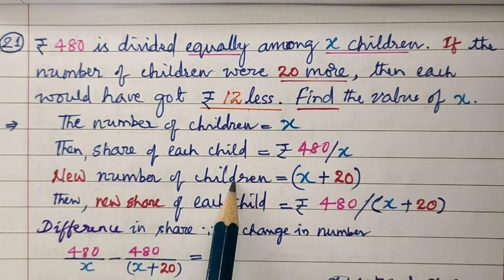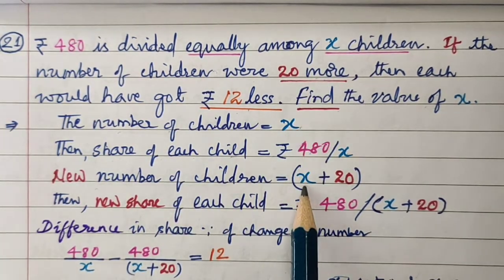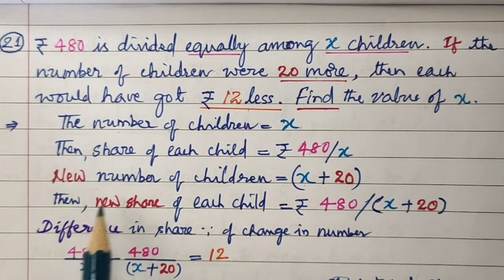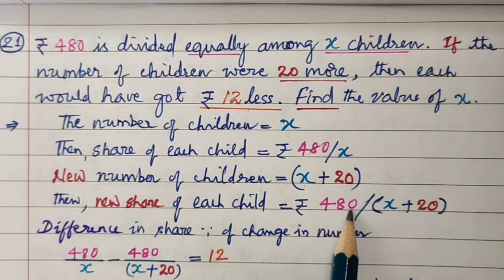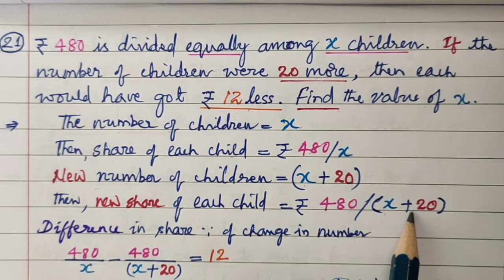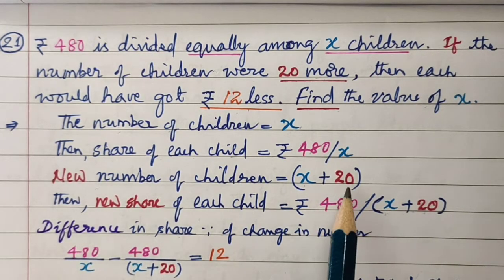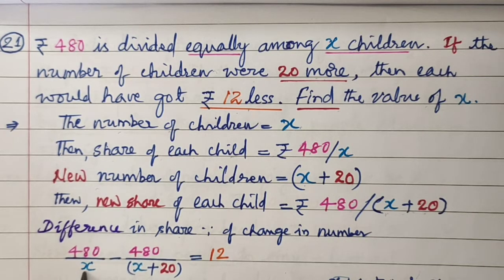New number of children: they have added 20 more to x, so x plus 20. This is the new number of children. Therefore, the new share for each child will be 480 divided by the new number of children, x plus 20. The difference in share because of the increase in the number of children will be 12 less. That is, the original amount each child was getting, 480 by x, minus the new share because the children increased, 480 divided by x plus 20, is equal to 12, the reduced share.